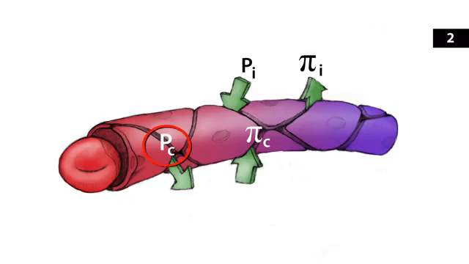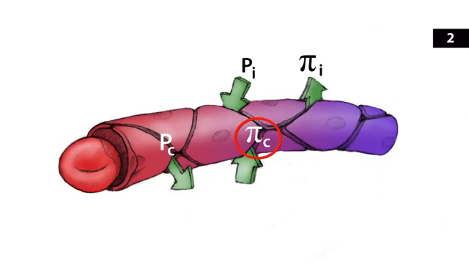First is PC, which is the capillary pressure, the hydrostatic pressure of the blood within the capillary. That's going to tend to push fluid out of the capillary. The second force is PI, the interstitial fluid pressure, which is pushing fluid back into the capillary. The third force is Pi-C, which is the colloid osmotic pressure of the plasma in the capillaries. C is for capillaries. This is due to the colloid in the plasma proteins. So those plasma proteins are going to exert an osmotic pressure that draws fluid from the interstitium into the capillaries.